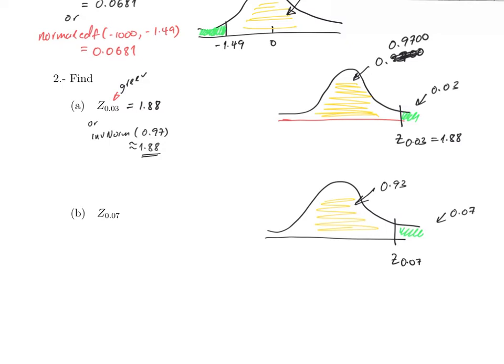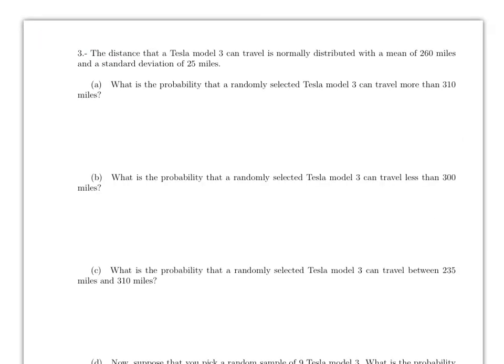All right, so if we do the same trick, what will be the answer? Anybody? 1.48. 1.48. Thus, if you use the table, for the calculator, it will be inverse norm 0.93, and it will give you exactly this. Right, so far so good, right? For number 1 and number 2. Yeah. All right, so let's try number 3.